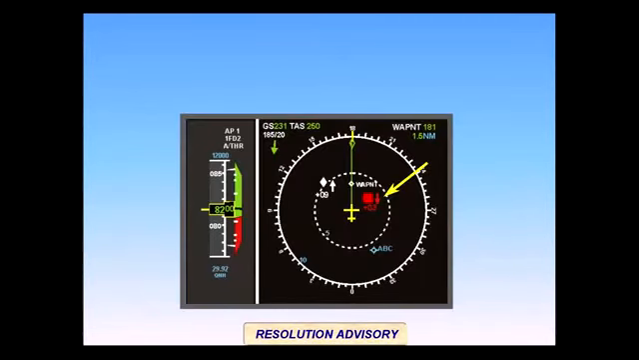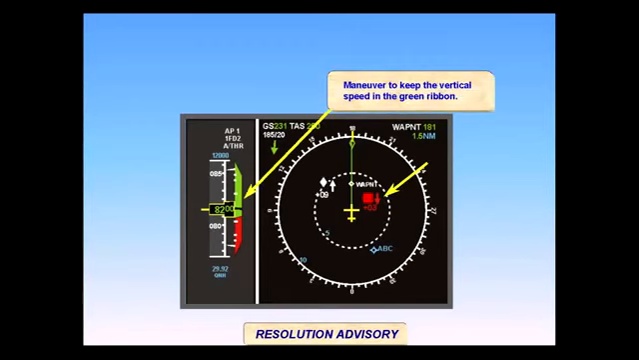Vertical guidance commands are presented on the vertical speed tape in the primary flight display. The pilot must maneuver to avoid the prohibited red portion of the tape and remain in the green area of the vertical speed tape. In this example, your aircraft has safe separation at the present vertical speed and altitude.